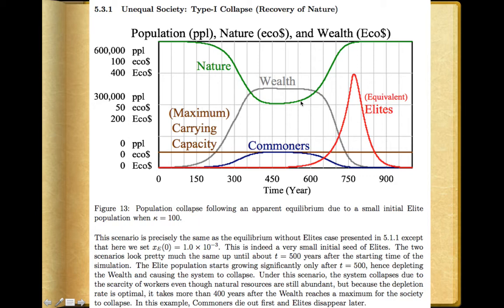In doing that, this essentially shuts off the wealth, and eventually the populations of both the elites and the commoners are not able to keep up. Okay, so the regeneration of nature doesn't happen fast enough to stop this collapse from happening. Okay.